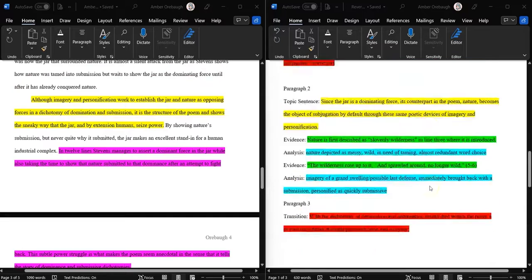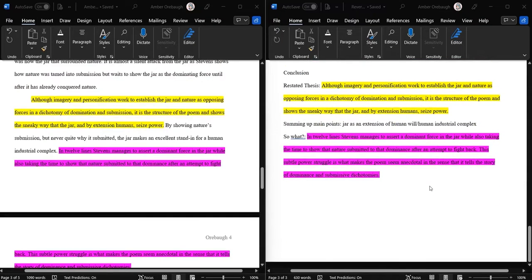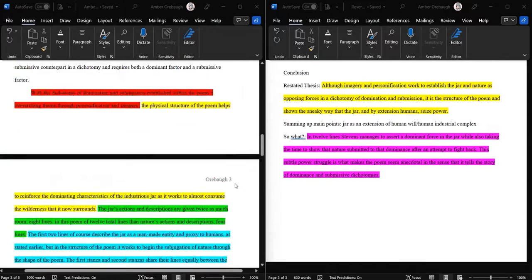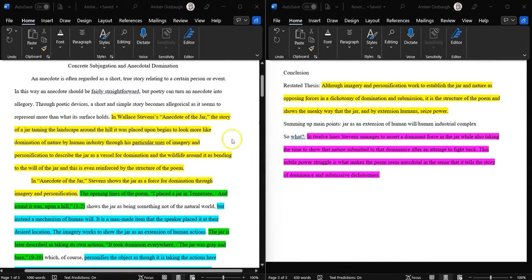And then similarly with the conclusion, but the conclusion actually has some interesting stuff that we should talk about. So your restated thesis, right? It looks a lot like my original thesis. If I go back up, we can see here, I have, again, imagery and personification being paralleled completely. I have the dichotomy of domination and submission, which is super similar to how I've been referring to it throughout the essay, but again, we still have this idea of domination showing up in here. We have, lastly, within my restated thesis, the structure of the poem.